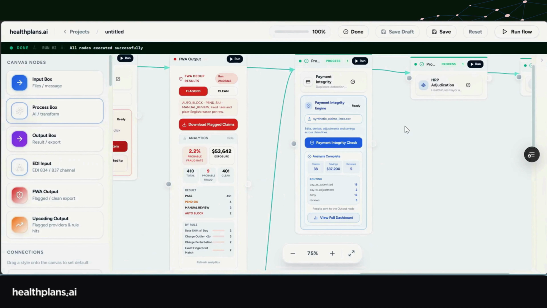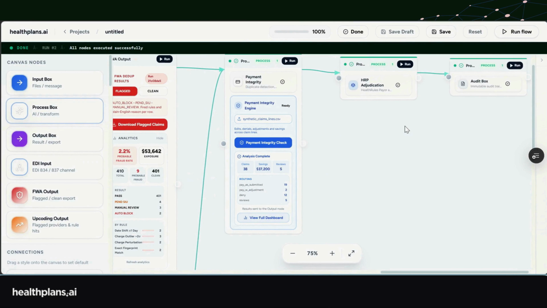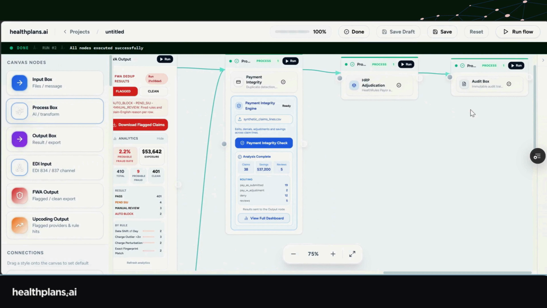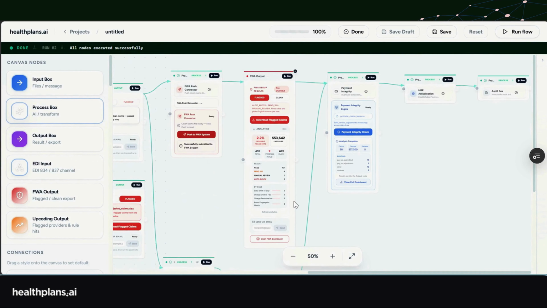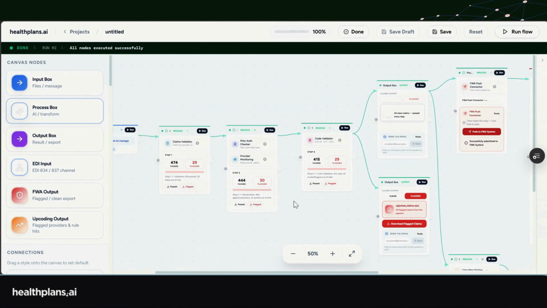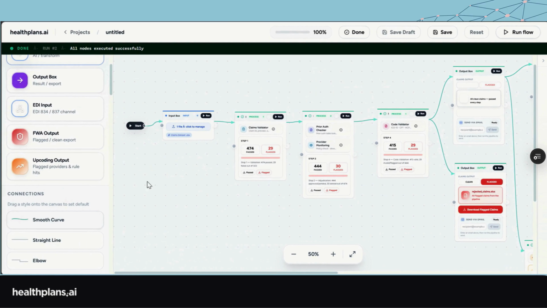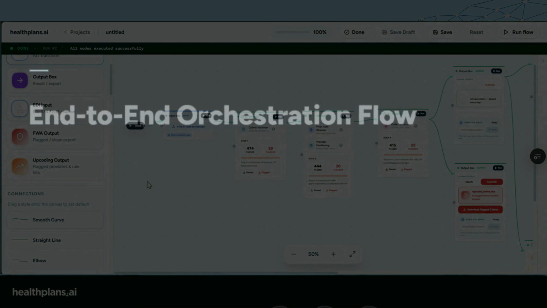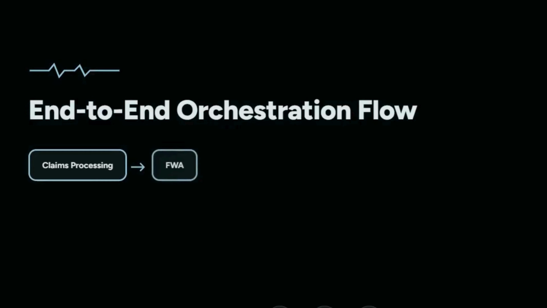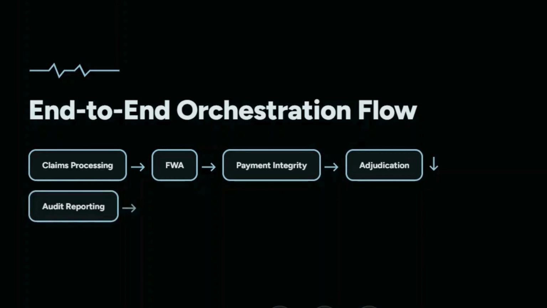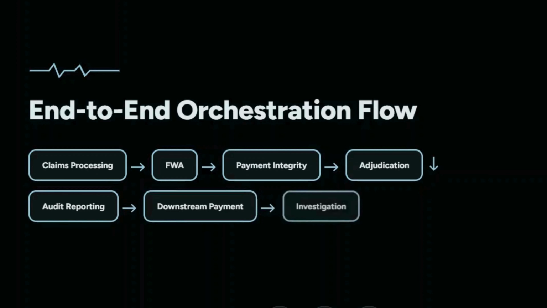Once the primary payment integrity check is complete, the claim moves into the system of record, like Health Rules Payer, Facets, or QNext, to name a few, for final adjudication. The system also creates an audit file that captures the final output, including what was processed, what was flagged, and what actions were recommended. From there, the claim proceeds to payment processing, or SIU processing, depending on the outcome. This completes the end-to-end orchestration flow across claims processing, fraud, waste and abuse detection, payment integrity, final adjudication, audit reporting, and downstream payment or investigation workflows.